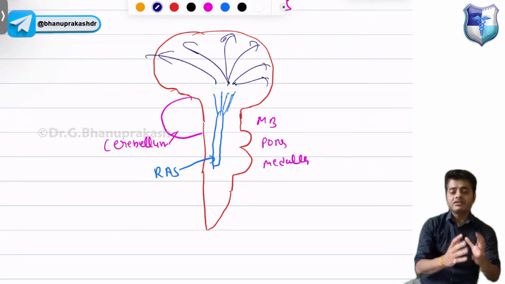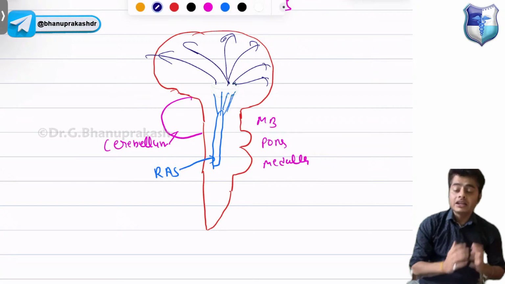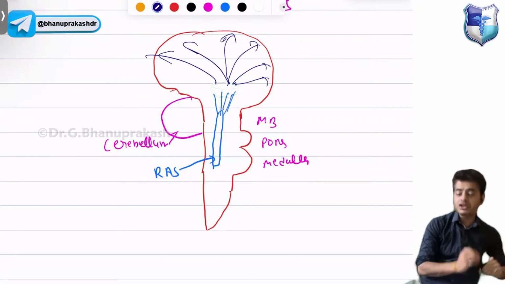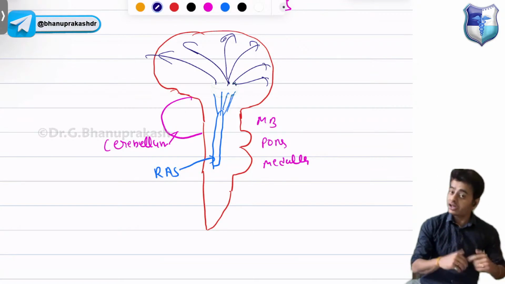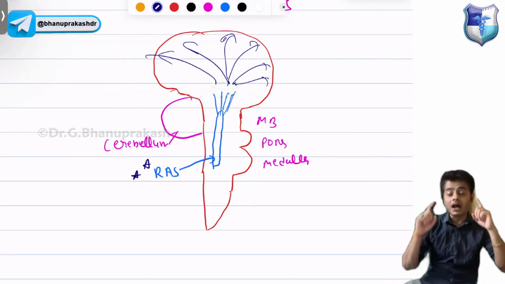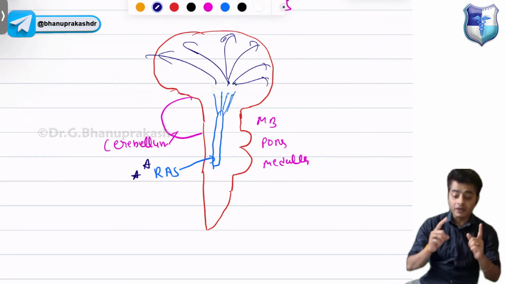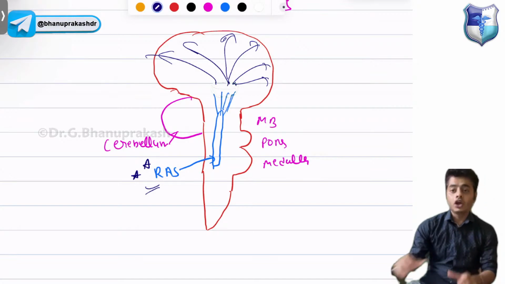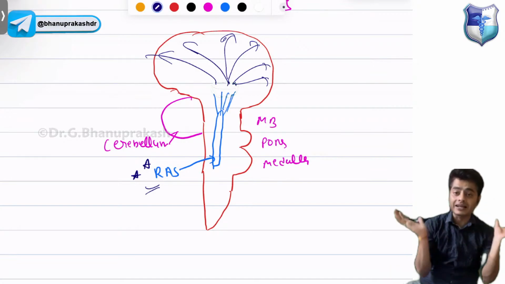So, the reticular activating system helps you in arousal. When you are sleeping and suddenly wake up, which system is activated? Your RAS is activated. So, when you are awake, your RAS is activated. Your RAS gives stimulus to the cortex.